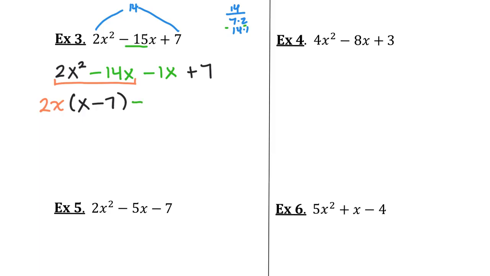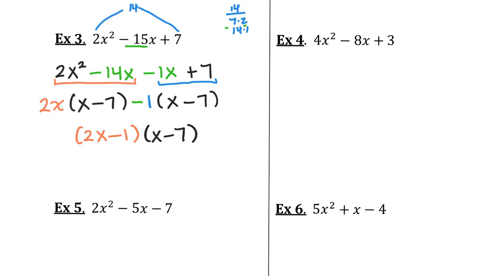Let me look at the next two terms. Okay, between 1x and 7, there's not much to take out, so I'm just going to take out a 1. But that is a minus 1. So if I take out minus 1, this will be x. To get positive 7, I need minus 1 times minus 7. Okay, and then I'm going to stare at it. If these two match, it's a good sign. It means I probably did it right. Which means the two factors are going to be the 2x minus 1, and then I multiplied them by x minus 7.